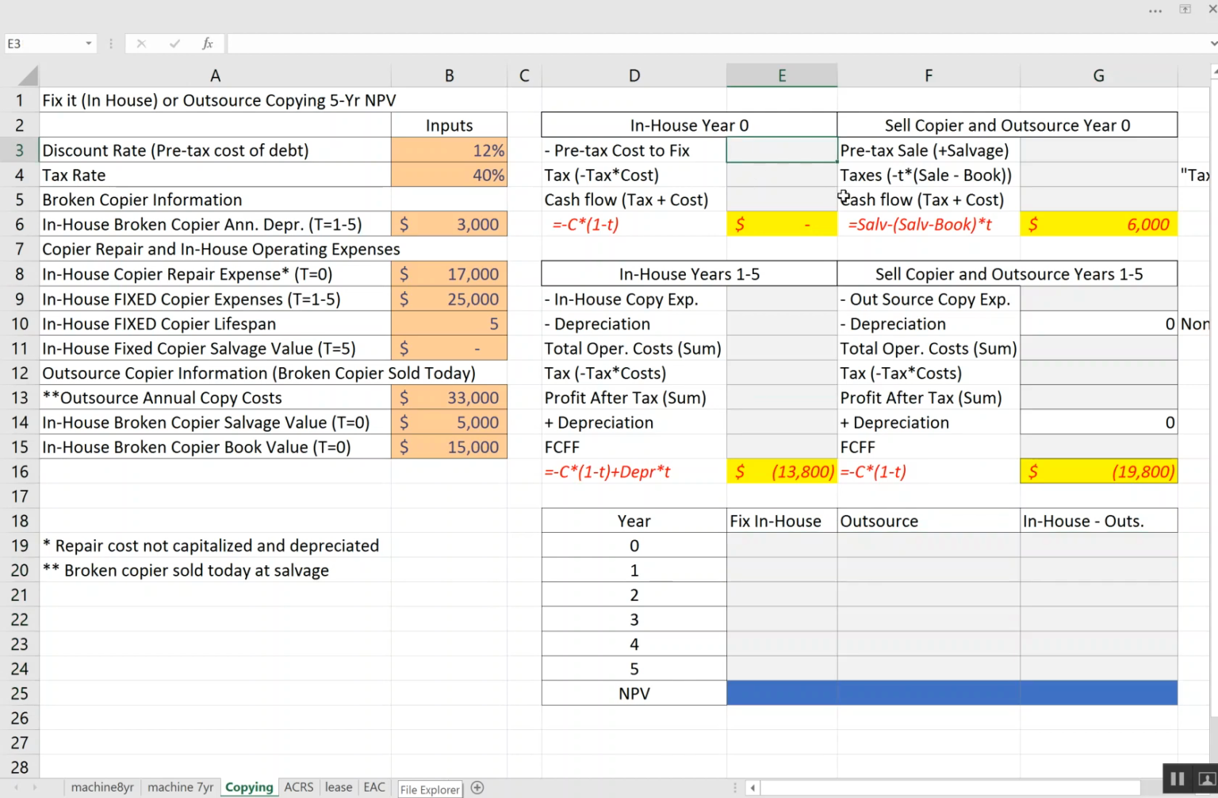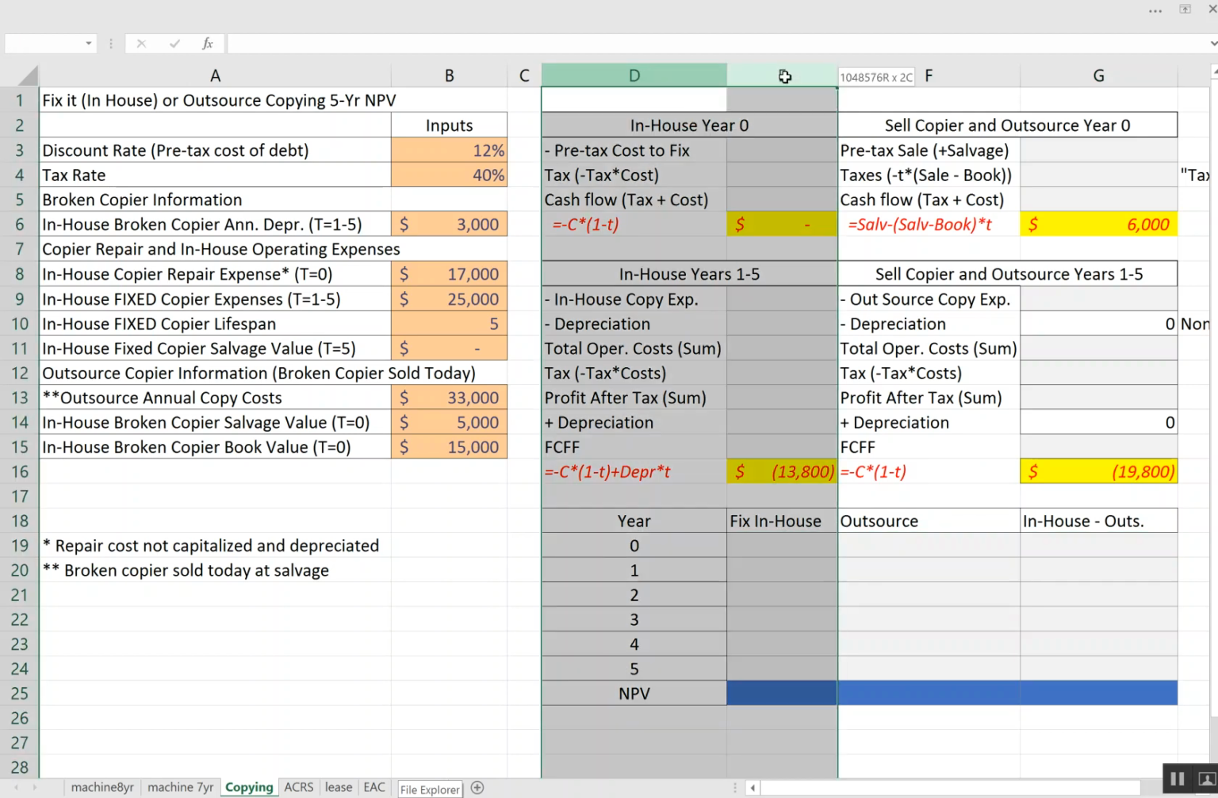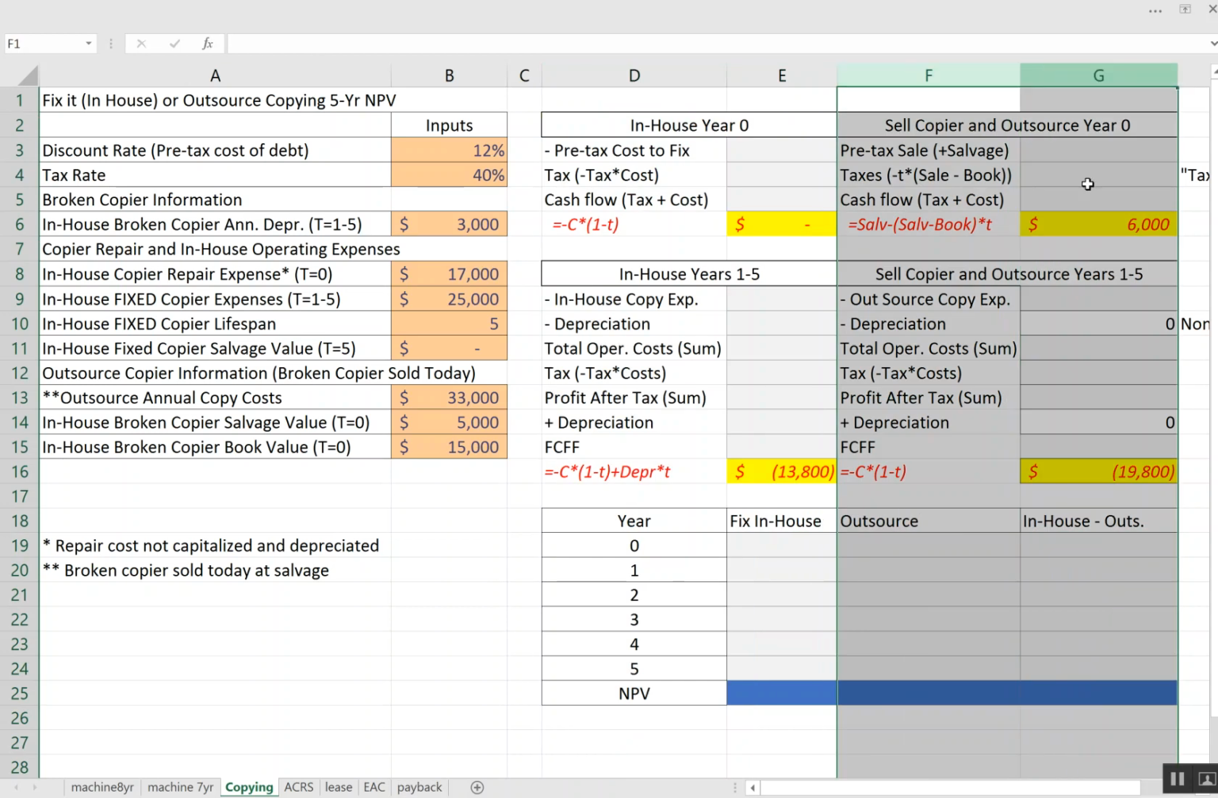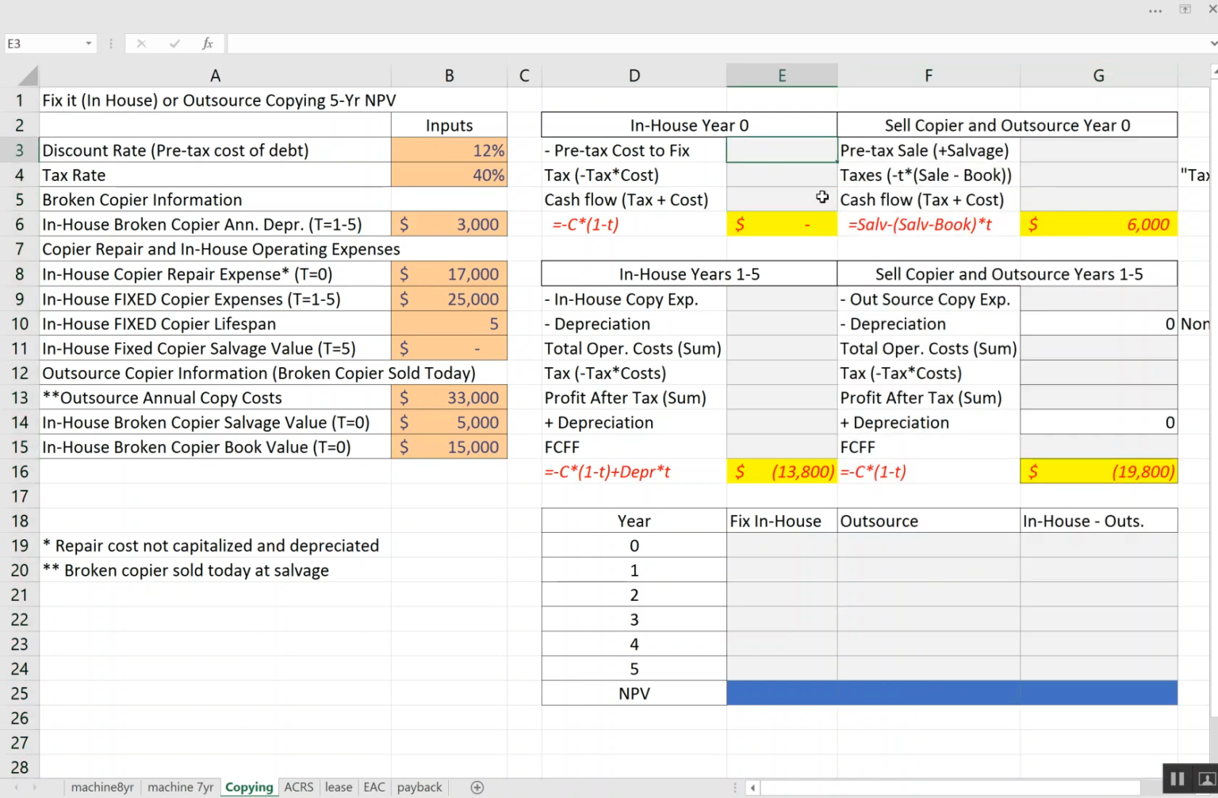In the left panel here, we're going to fix our copier and keep it copying in-house. The second side is, let's sell that broken copier for whatever its salvage is worth, and then all we'll do is outsource all our copying needs. At the end of the day, we'll just give our copying needs to another firm, and they'll take care of it for us. So let's calculate the NPV of both of them and decide which one we're going to do.